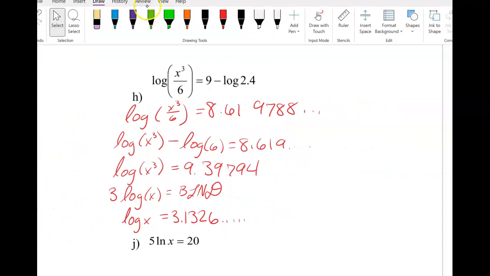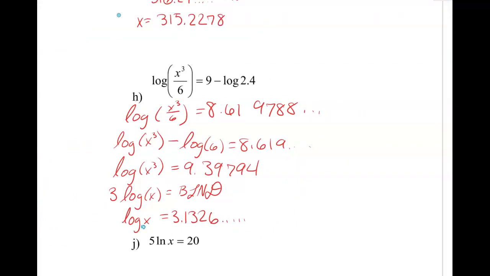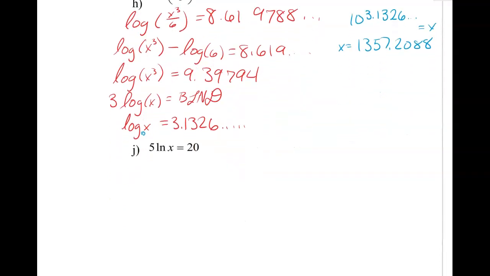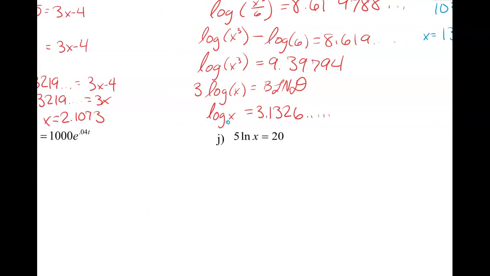Alright, so now I can go ahead and say, okay, well, my base is 10. So I've got 10 to the nasty decimal, but hopefully we've stored that in our calculators, is equal to x. And we type that in, and we get this lovely number of x is equal to 1,357.2088. Alright.